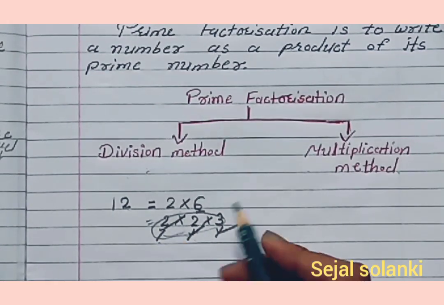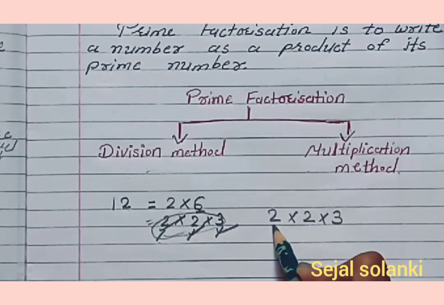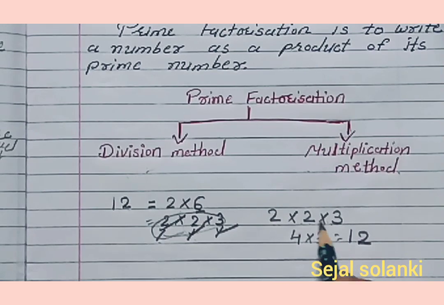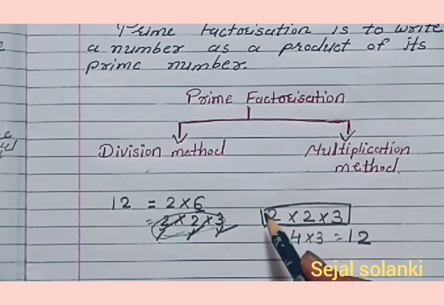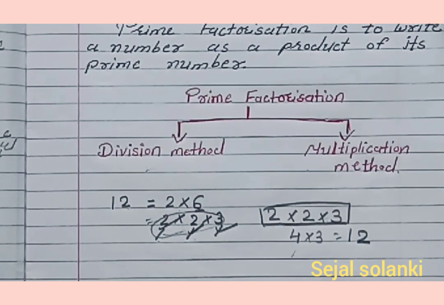We know that this is 2, 2 and 3. 2 into 2 into 3. 2 into 2 is 4, and 4 into 3, we will get 12. So these 2, 2 and 3 are the prime numbers. So we can break up a number into these prime numbers and it is called prime factorization, expressed as a product of prime numbers.